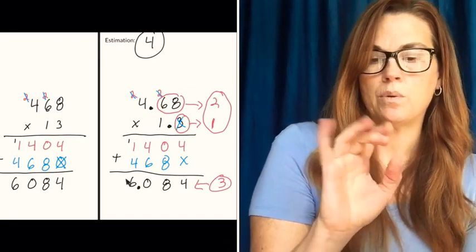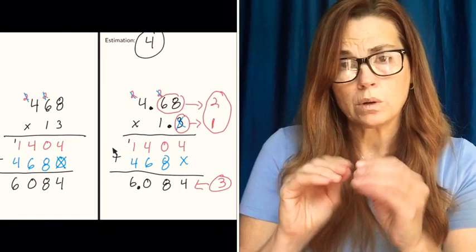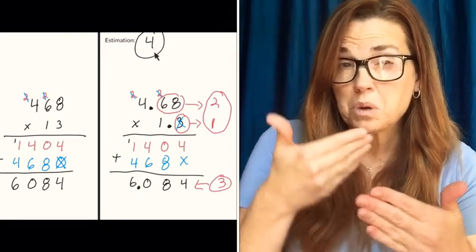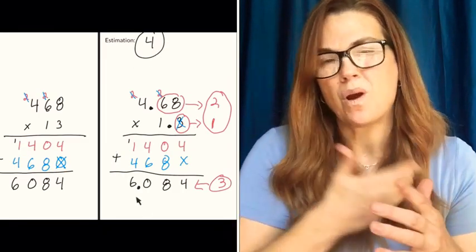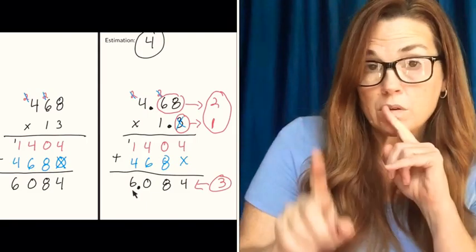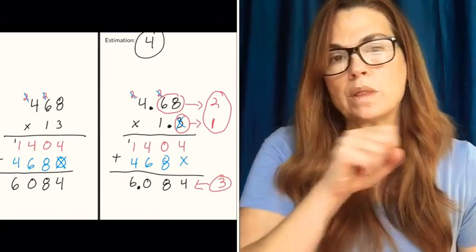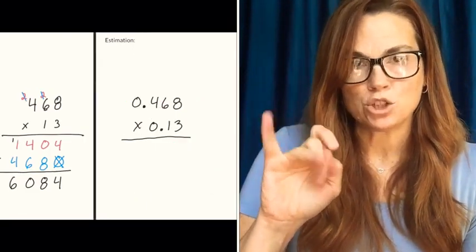6.084. And so the whole number of 6 is pretty close to that whole number of 4 that we have up here. So yeah, my final answer is close to my estimation. Okay, so let's look at another one.